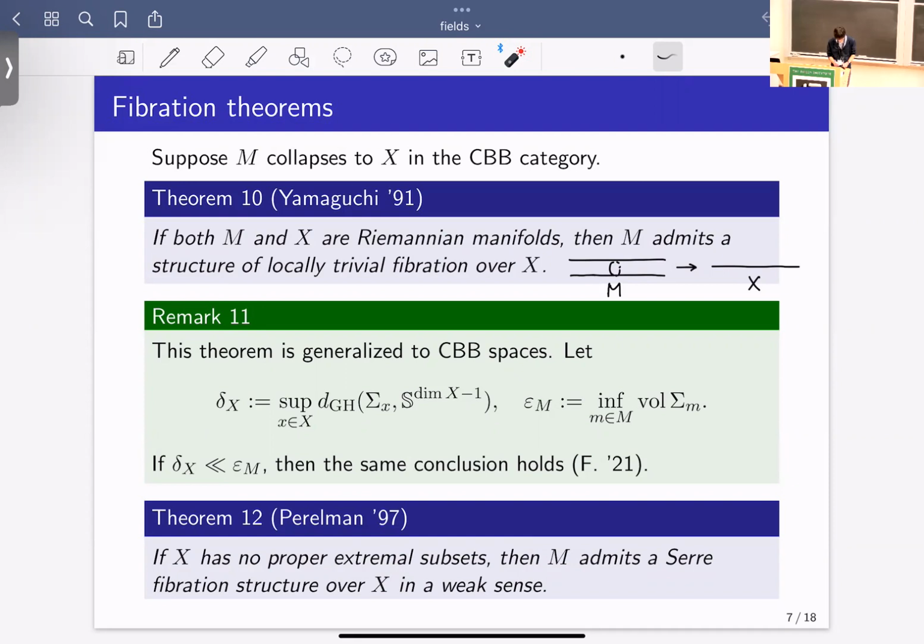The conclusion of Perelman's theorem is weaker than that of Yamaguchi's theorem, but the assumption is optimal. And what we are going to do here is to extend Perelman's argument to a general limit space, which means that we do not assume any regularity condition on X.